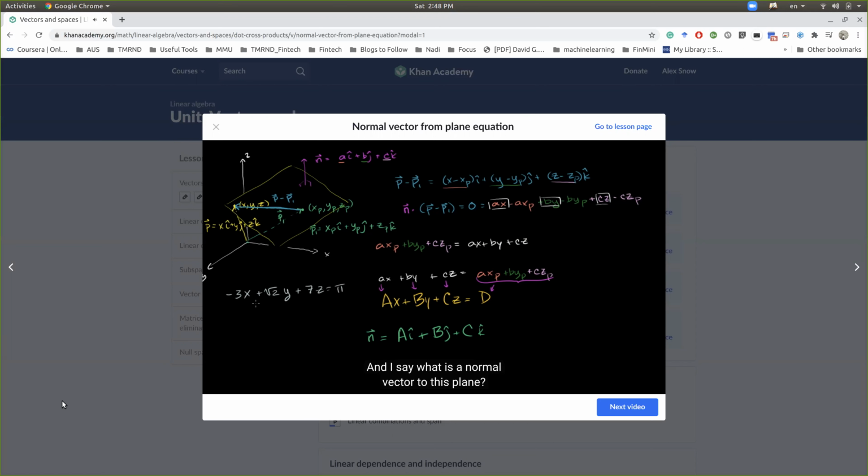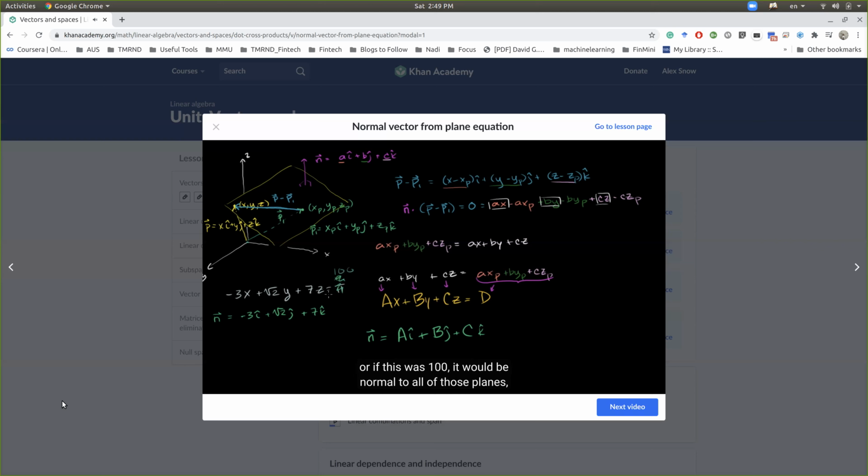And I say, what is a normal vector to this plane? You literally can just pick out these coefficients. You say a normal vector to this plane is negative 3i plus square root of 2j plus 7k, and you could ignore the d part there. The reason why you can ignore that is that it'll just shift the plane, but it won't fundamentally change how the plane is tilted. So this normal vector will also be normal if this was e, or if this was 100.